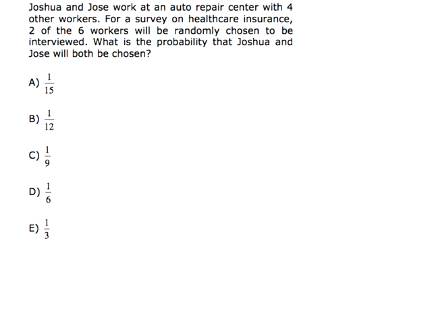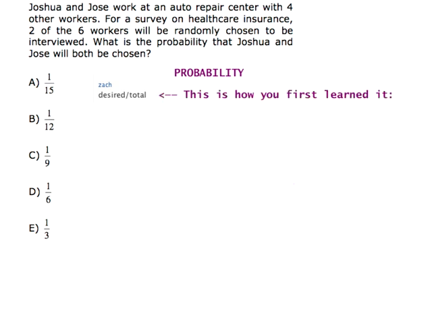Desired over total, as Zach is saying. But how did you get these quantities called desired and total? So Zach says here, I mean, you've learned a lot of fancy things about probability since then, but this is how you first learned it. In other words, how'd you get those? Yeah, you count them.